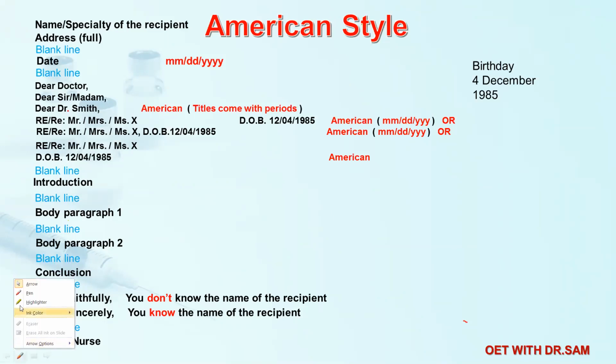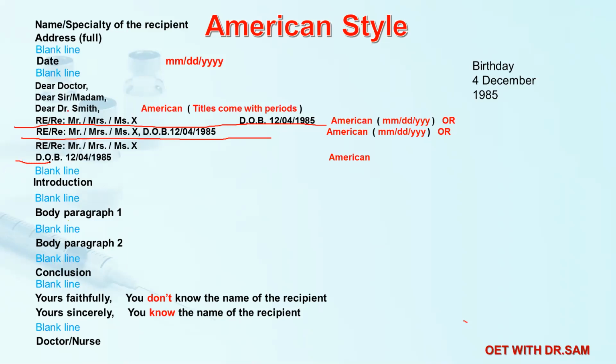So to highlight these options, this is the first one, and this is the second one, and this is the third one. You can choose this one or this one or this one as you want. After that, blank line, introduction, blank line, first body paragraph, blank line, second body paragraph, blank line, conclusion, blank line.